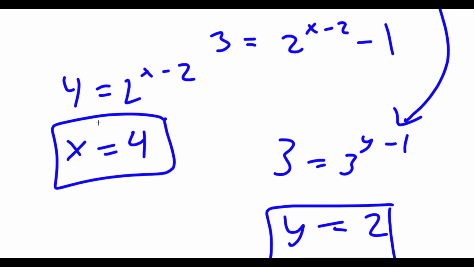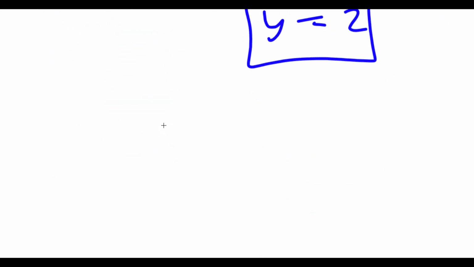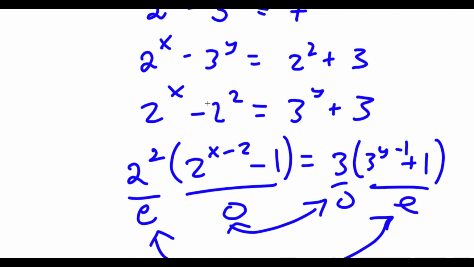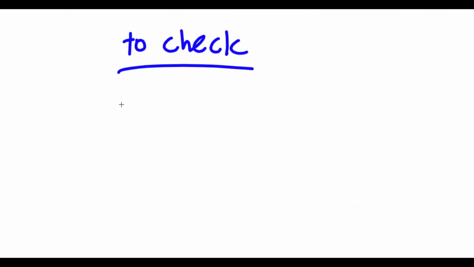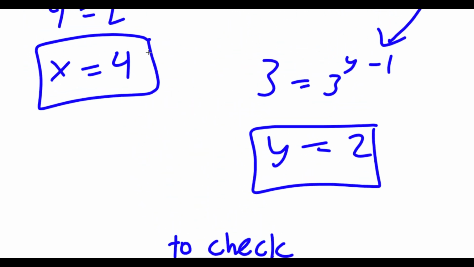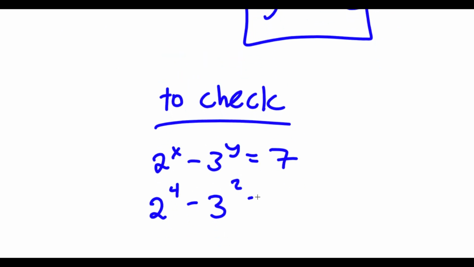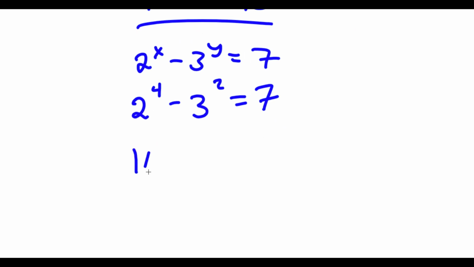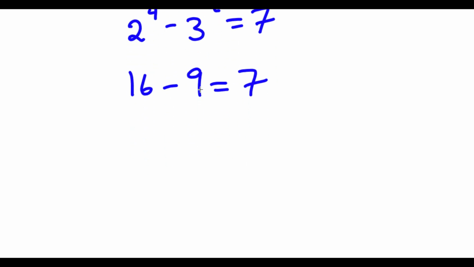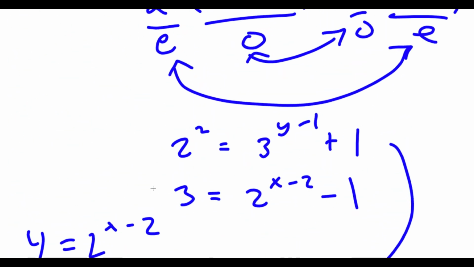Now, I'm going to go ahead and check to see if these two are right. So my original equation was 2 to the power of x minus 3 to the power of y equals 7. So now we know that x equals 4, so I have 2 to the power of 4 minus 3 to the power of 2 is equal to 7. 2 to the power of 4 is 16. 3 squared is 9. 16 minus 9 is 7, so I get 7 is equal to 7. And because this is right, my solution is right.